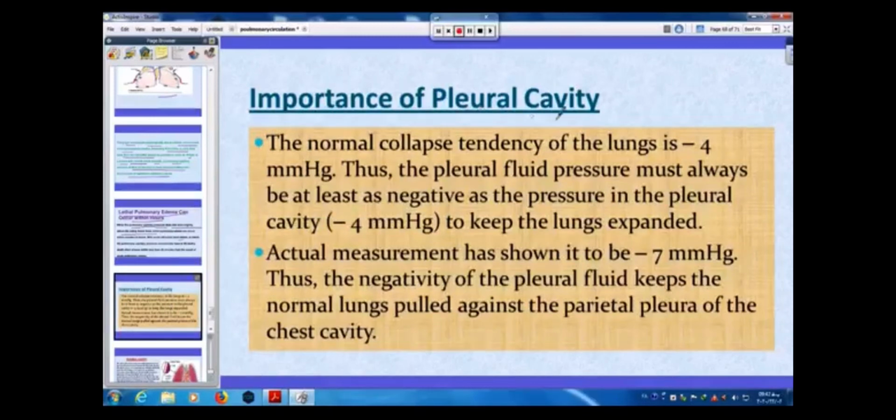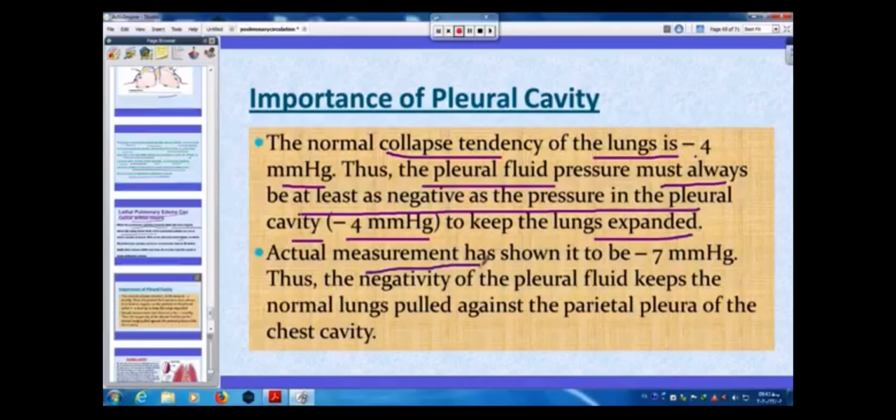The importance of the pleural cavity. The normal collapse tendency of the lungs is minus 5 millimeters of mercury. Thus, the pleural fluid pressure must always be at least as negative as minus 5 millimeters of mercury to keep the lungs expanded. The actual measurement has shown it to be minus 7 millimeters of mercury. Thus, the negativity of the pleural fluid keeps the normal lungs pulled against the parietal pleura of the chest cavity.